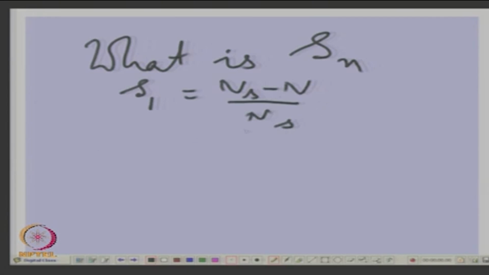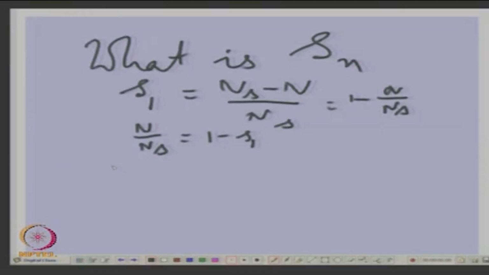Okay. It is 1 minus n by n_s, no problem. What is n by n_s? It will be 1 minus S_1. I say S_1 because it is the fundamental. For the fundamental field, this is what your normal synchronous speed is.